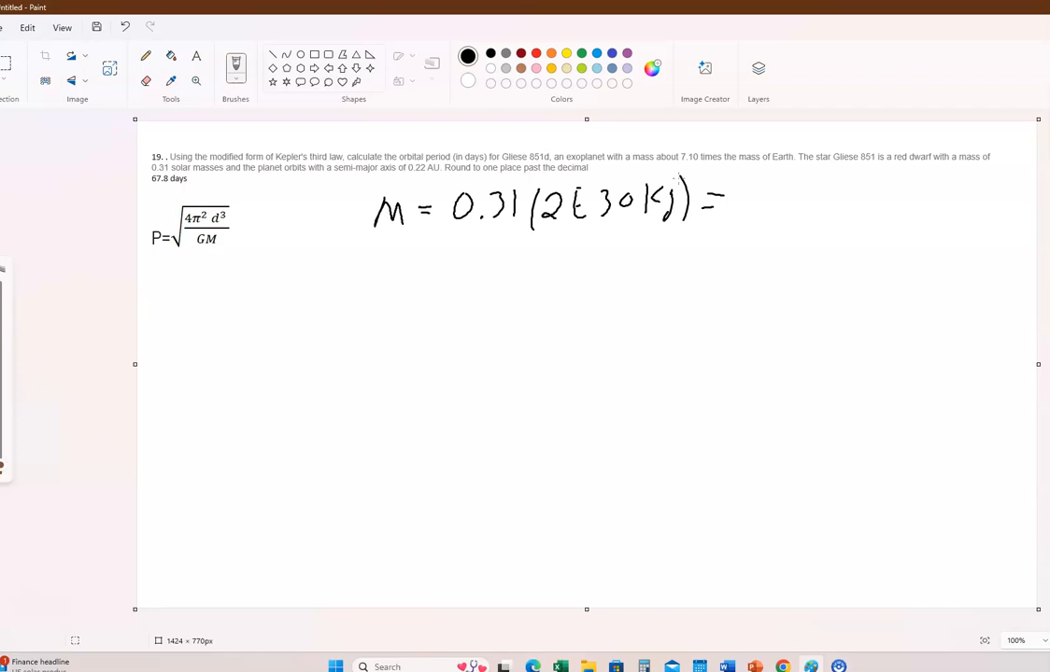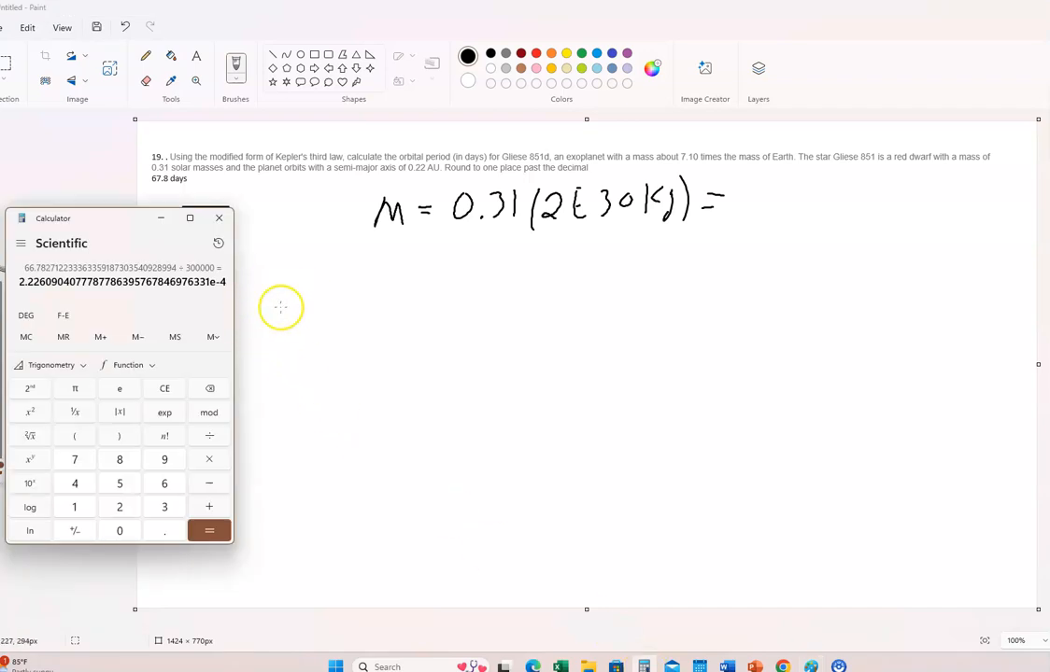modified version of Kepler's third law, where it's solved for the period. That's the M that we're going to use right there. It has to be in kilograms. So let's calculate that right now. That's pretty trivial. It's just 0.31 times the mass of our Sun, which is 2 times 10 to the 30th.